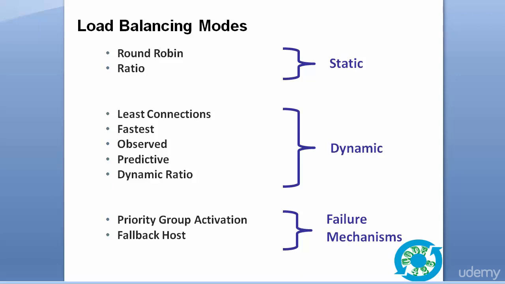Static load balancing options distribute traffic across members based on predefined patterns. Member availability is taken into account, but current performance is not. Dynamic load balancing options distribute traffic across members based on current server performance and member availability. The chosen metric for each member is compared and the best member is chosen.